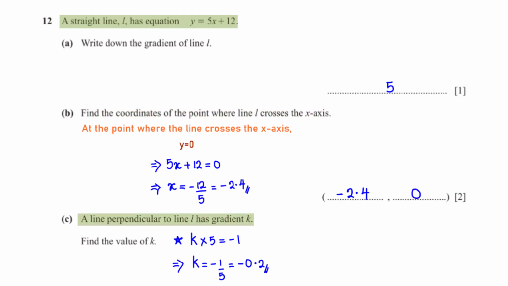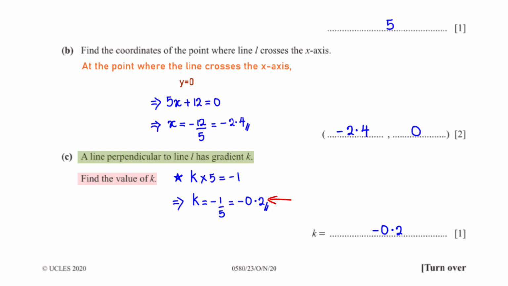A line perpendicular to line L has gradient k. Find the value of k. If the line is perpendicular to line L, then the product of their gradients must be equal to negative 1. This gives us the gradient of the perpendicular line as negative 0.2.